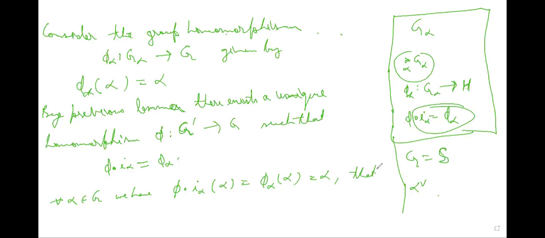Now I alpha applied over alpha, alpha is in G alpha, and G alpha is generated by that alpha. So this I alpha of alpha, that is phi applied over alpha, equals alpha. Hence phi is surjective. So every group is a homomorphic image of a free group.